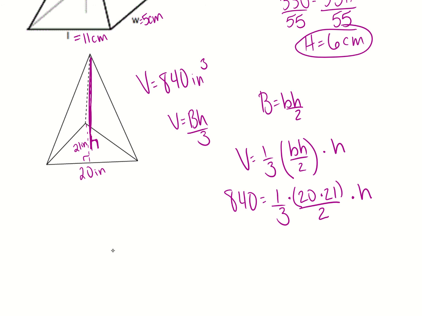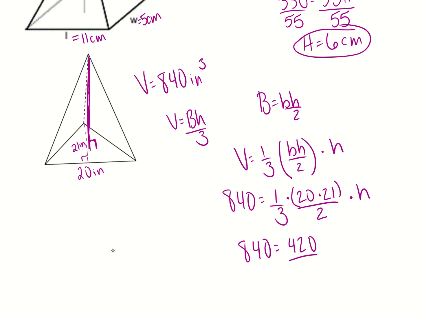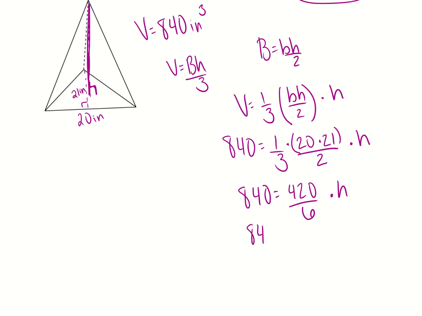So now with this, I'm going to multiply these straight across. So the 840 is equal to 1 times 20 times 21 is 420. 3 times 2 is 6, times my height. Or if you want to write this, you can also write it as 840 is equal to 420h divided by 6. Okay? I'm going to multiply by 6 on both sides first. I'm left with 420h. And 840 times 6 is 5,040.